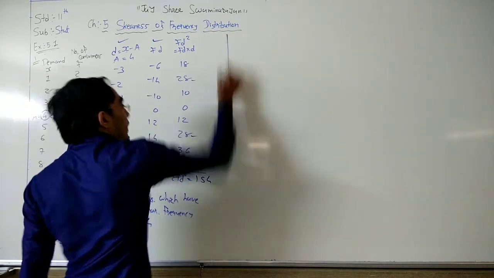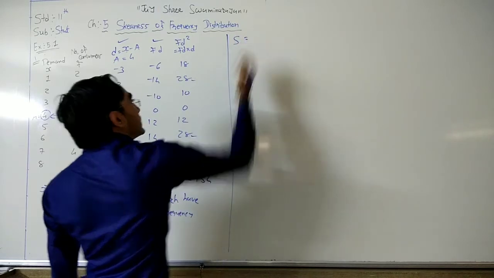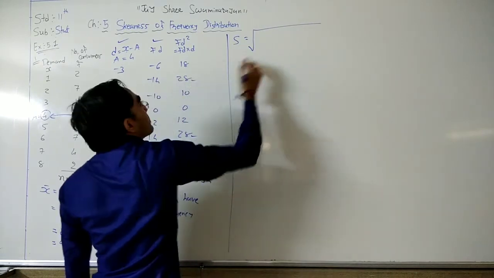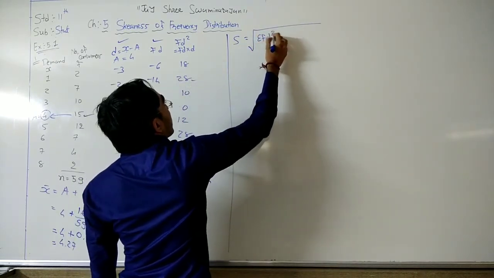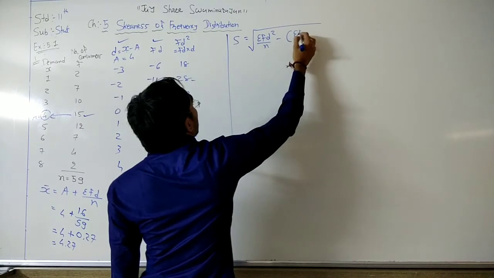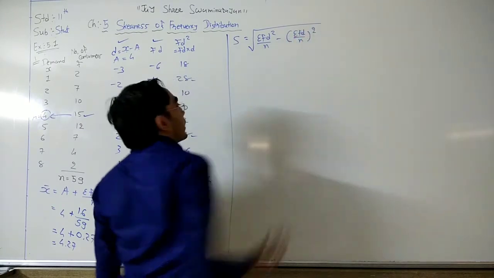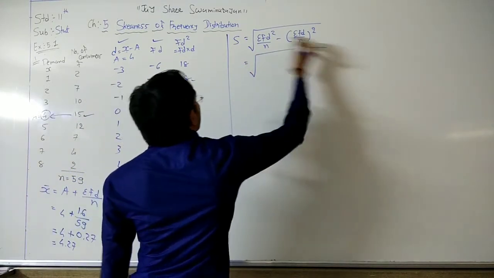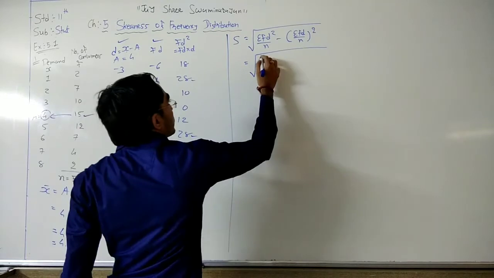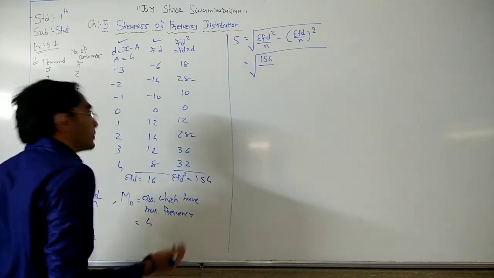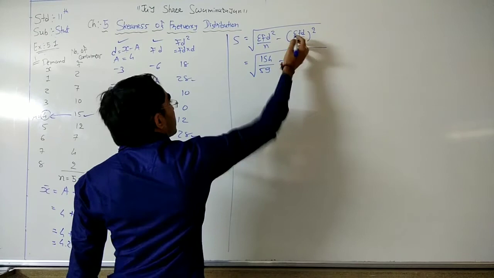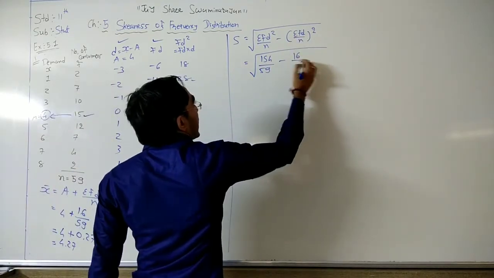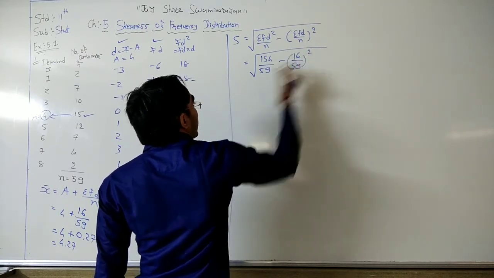Now find the standard deviation S. What is the formula of standard deviation S for the deviation method? It is square root of sigma fd square divided by n minus sigma fd by n whole square. Now put the values here. Sigma fd square 154 divided by n 59, minus sigma fd 16 divided by n 59 all square.